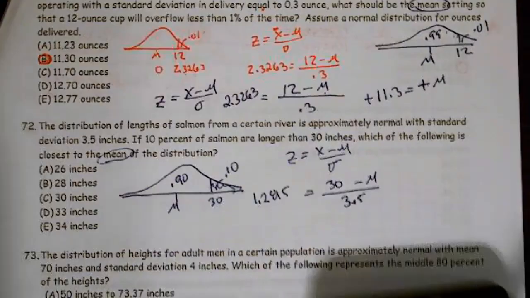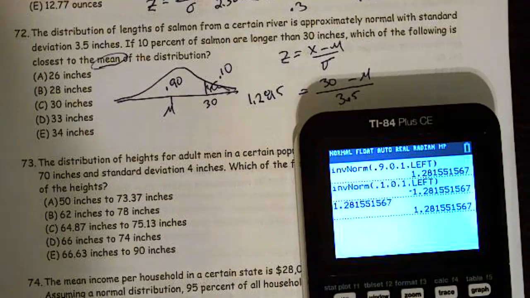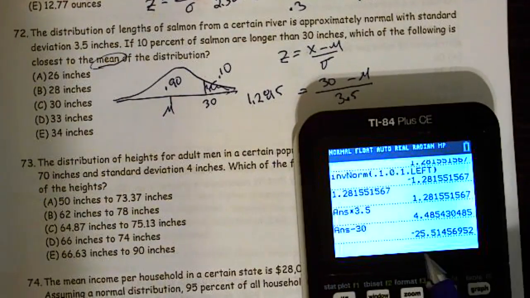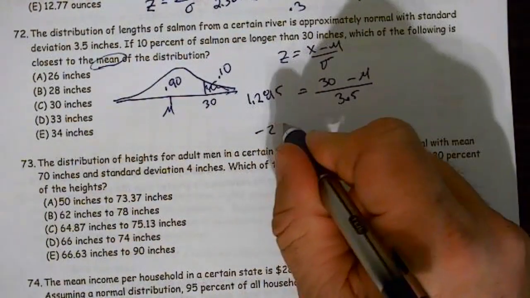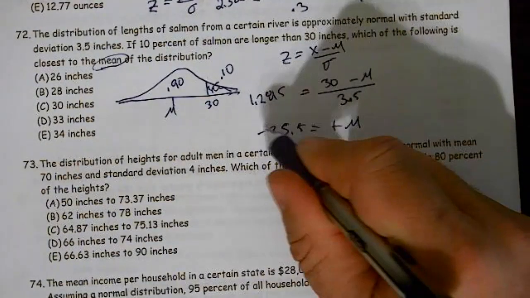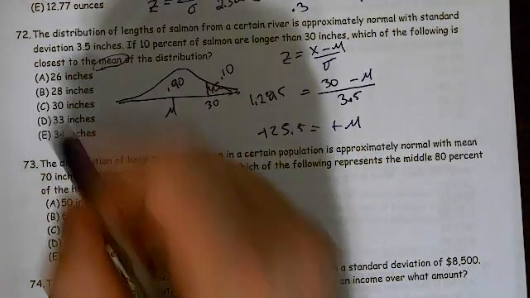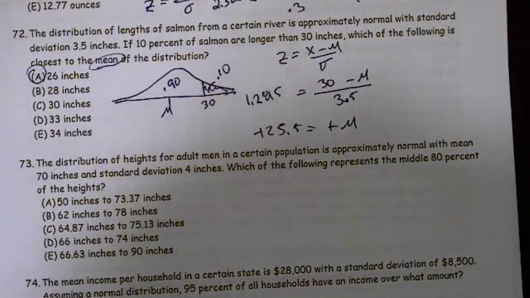And so I need to solve it by using algebra, so be careful with that. All right, don't want to lose points being careless. So times 3.5, and then I subtract 30 from it, and I end up getting negative 25.5. So negative 25.5 equals negative mu, multiply both by negative 1, and we're closest to 26. All right, so hopefully that's helpful for that one.